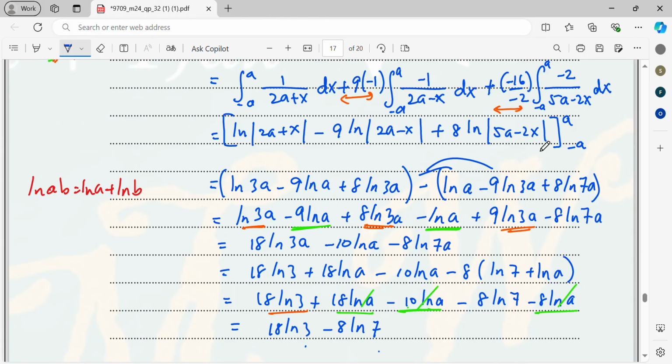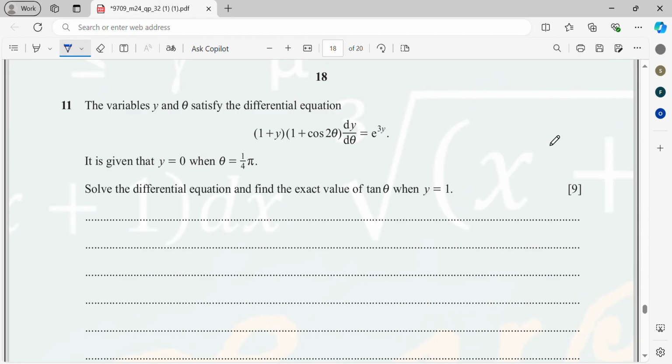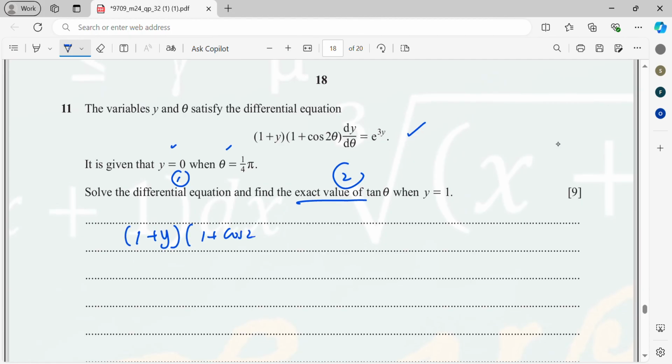Alright, so done for this question. Let's move on to the next question. Question 11: the variables y and theta satisfy the differential equation, given y equals 0 when theta equals 1 over 4 pi. Solve the differential equation and find the exact value of theta when y equals 1. Now, 1 plus y multiplied with 1 plus cos 2 theta, dy over d theta, is e to the 3y.